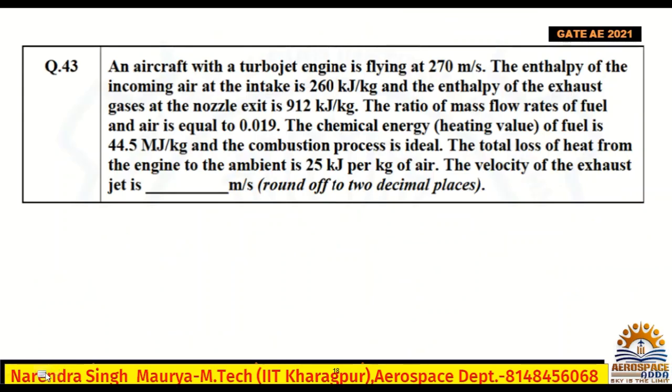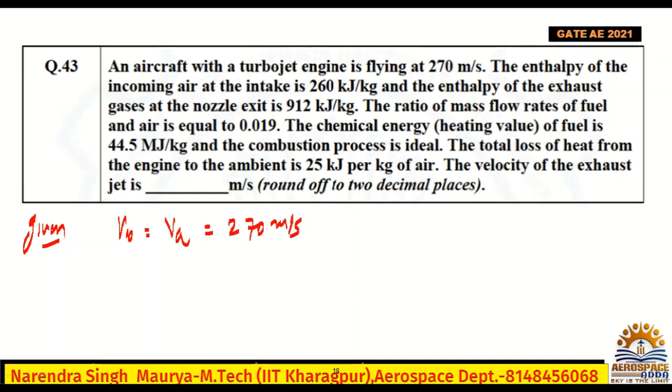Now, this is the next question, question number 43. The question is: an aircraft with turbojet engine is flying at 270 meter per second. This is a turbojet engine, so I must write the given quantities first. Flying with 270, I can write V infinity, or aircraft speed, which is nothing but 270 meter per second.